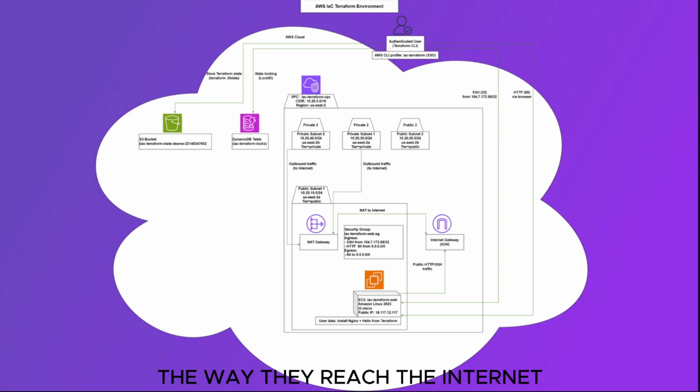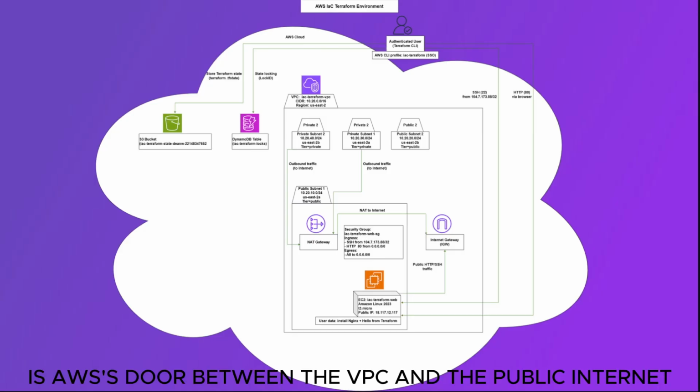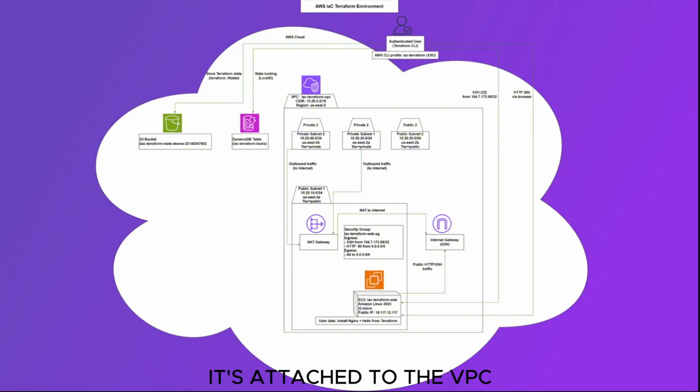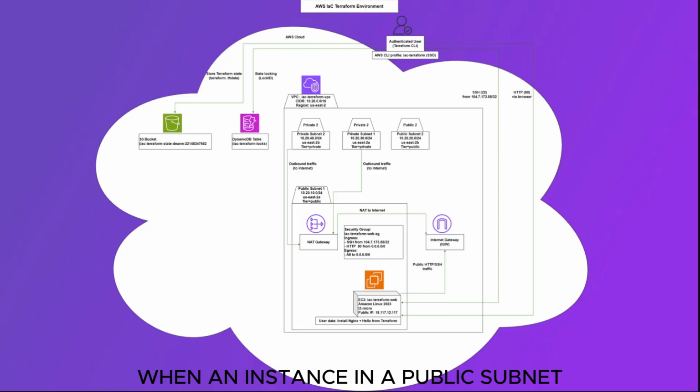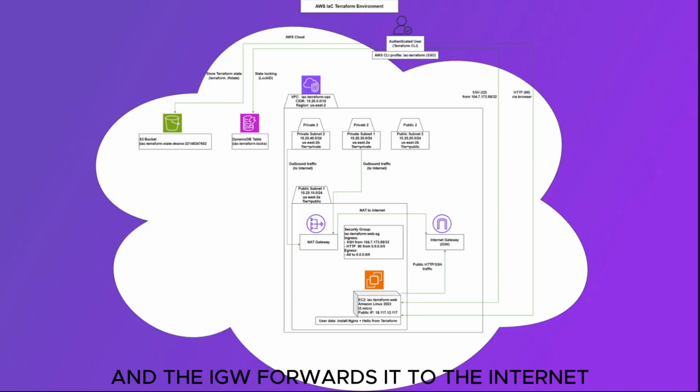The way they reach the internet is through the Internet Gateway, this white box on the right. The IGW is AWS's door between the VPC and the public internet. It's attached to the VPC and has a route from both public subnets. When an instance in a public subnet sends traffic to an IP outside the VPC, the public route table says send it to the IGW, and the IGW forwards it to the internet. Responses come back the same way.